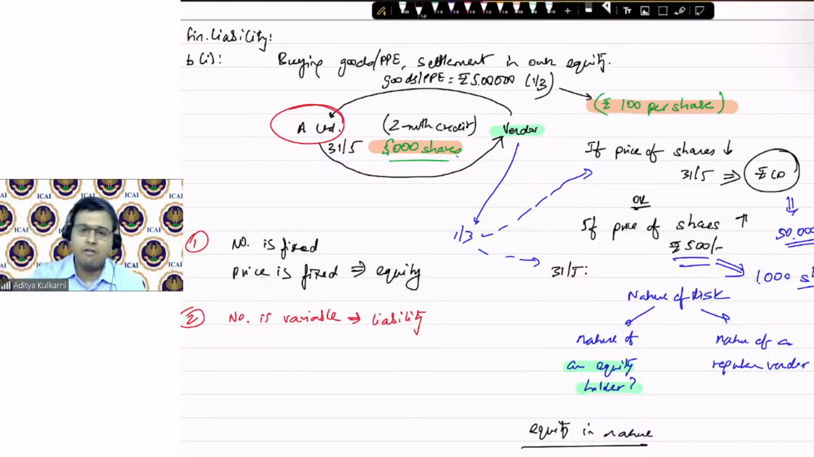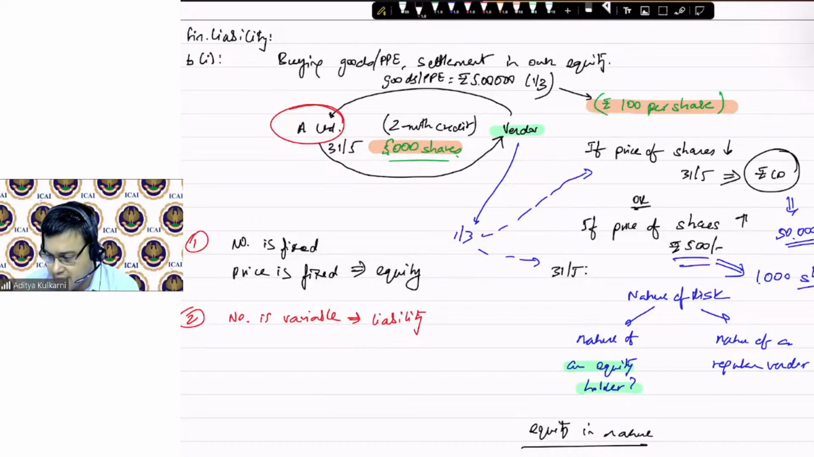He removes the hat of a supplier, he puts on the hat of an equity holder, and he will be subjected to price fluctuations like every normal equity holder. And therefore it goes and sits in as an equity. But in the second case, the vendor does not want to remove the hat of a vendor. He wants to say, I need my 5 lakhs back. Kaise bhi do, you give me equity, whatever, depending on the pricing on 31st May. If the number is variable, it ends up being a liability.